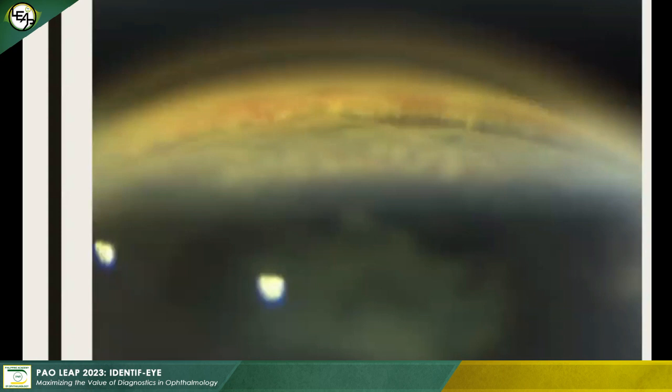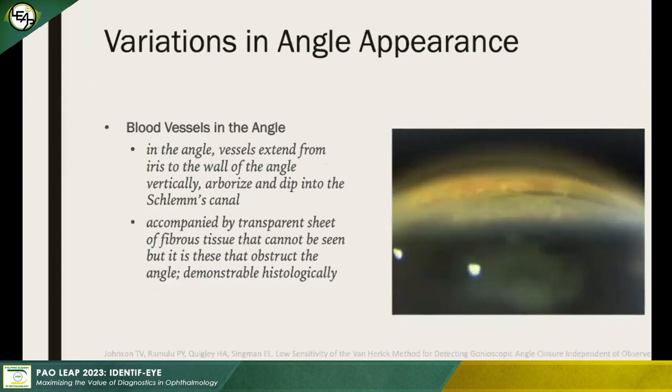Here's another variation. So you see, angles are open, but you see wispy red vessels extending from the CBB, crossing the scleral spur into the trabecular meshwork. So blood vessels in the angle can extend from the iris wall to the angle vertically, arborize, and then dip into the Schlemm's canal. These situations are sometimes associated with transparent sheets of fibrous tissue that you typically won't see, but because of the obstruction of the fibrous tissue, can cause increased intraocular pressure.